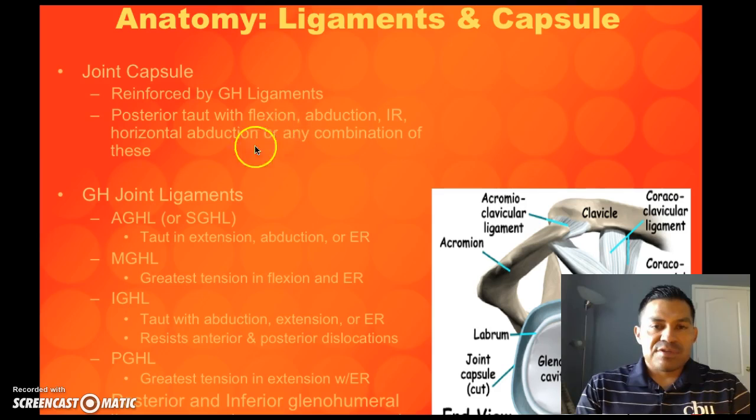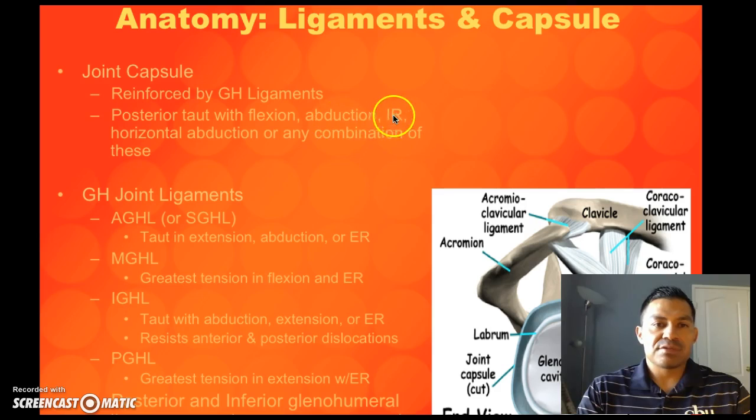And here it just gives you an idea of what portion of the joint capsule would be injured. So, for example, it says posterior of the joint capsule would be taut with flexion, abduction, internal rotation, horizontal abduction, or any combination of these. So anytime you're in these positions, that's when the posterior portion of the joint capsule is stretched.